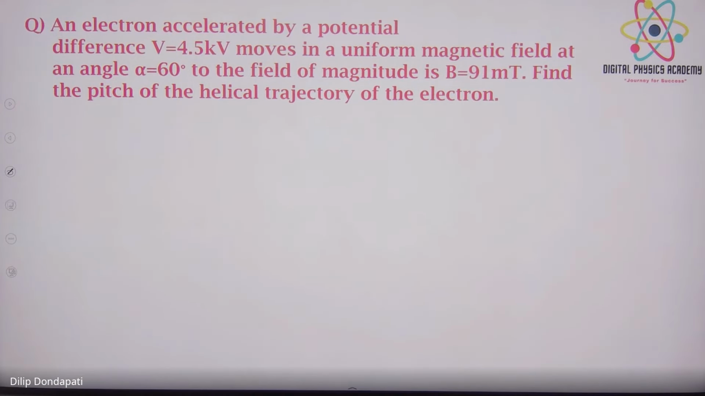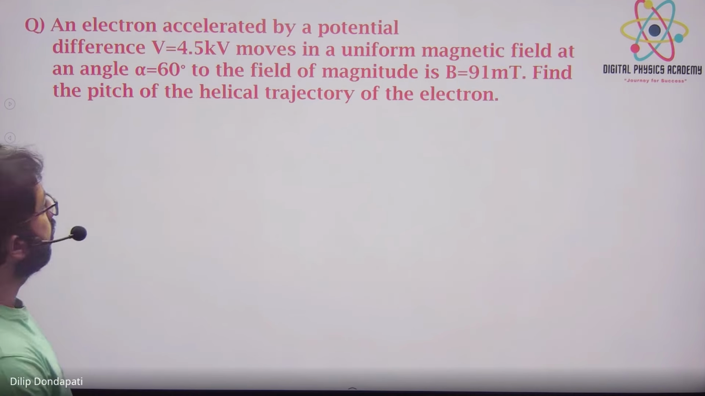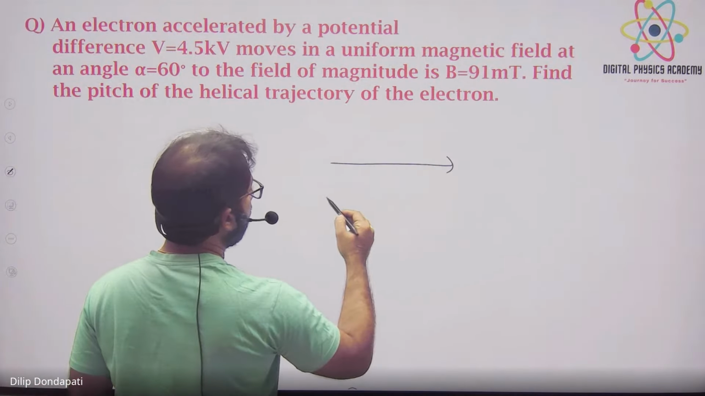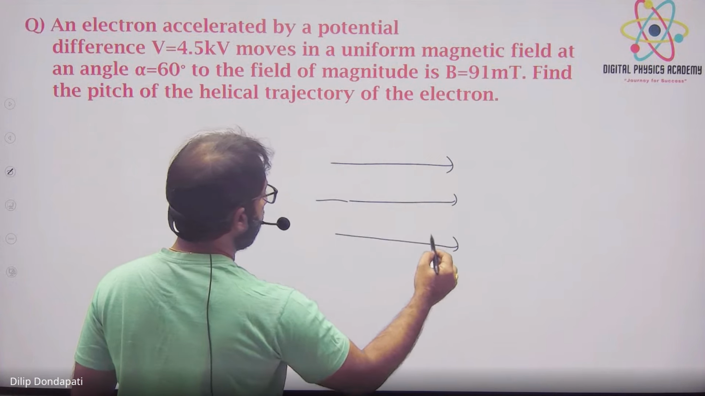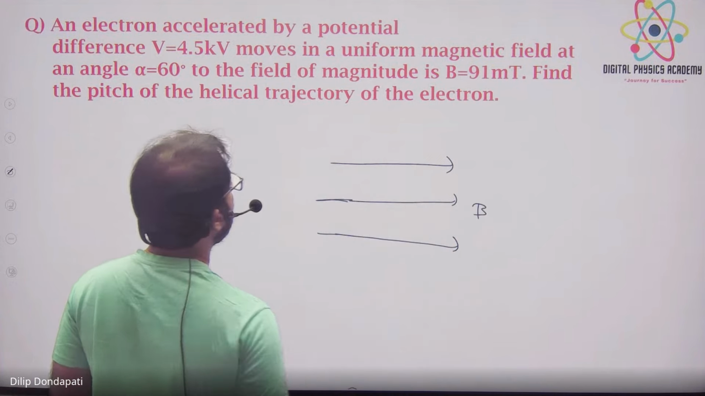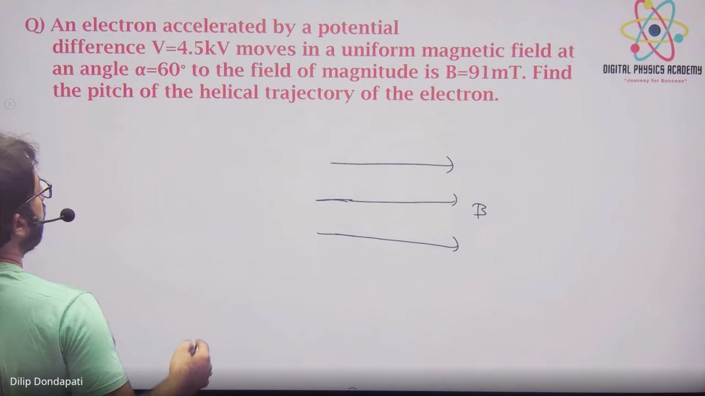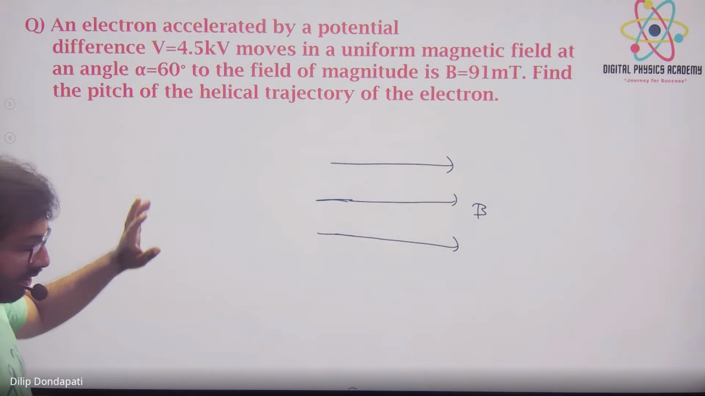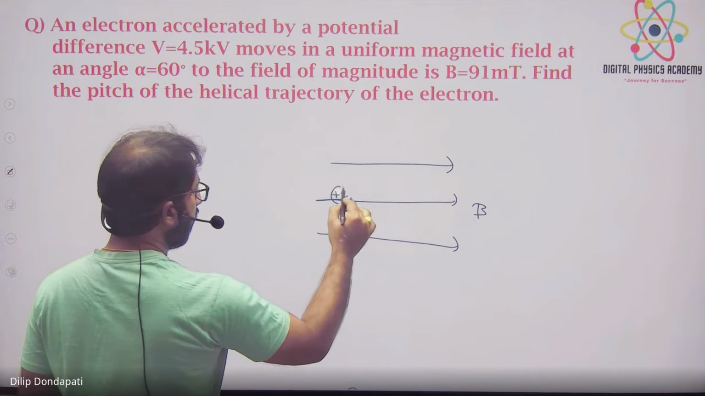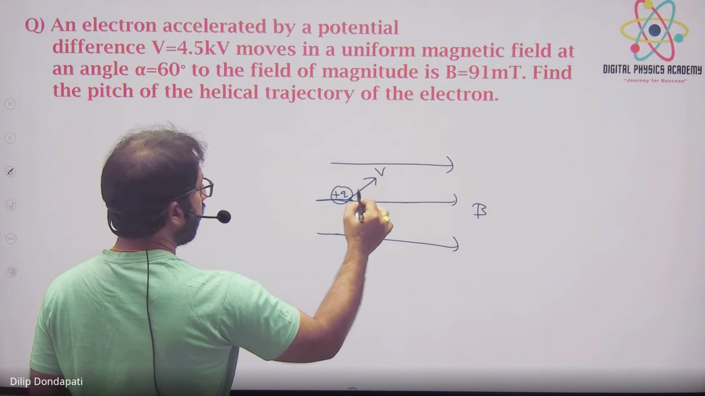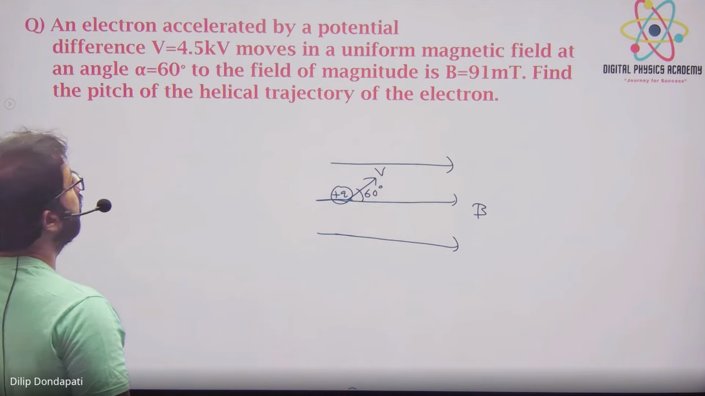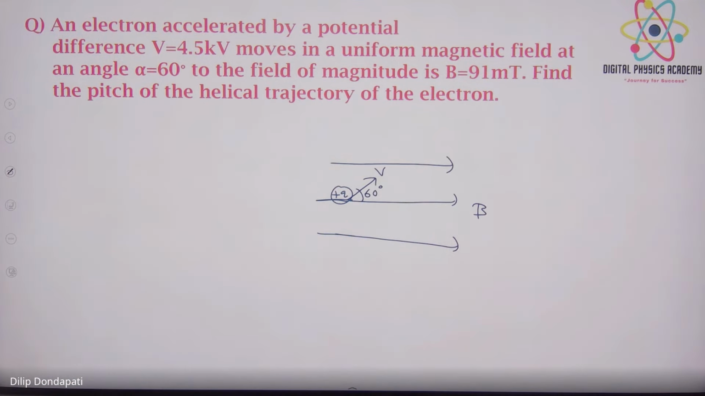An electron accelerated by a potential difference, as given, moves in a uniform magnetic field at an angle of 60 degrees with the field, 91 millitesla. Find the pitch of the helical trajectory of the electron. Say the magnetic field is like this. I am throwing a charge with some velocity at an angle of 60 degrees. Now he's asking what is the pitch.